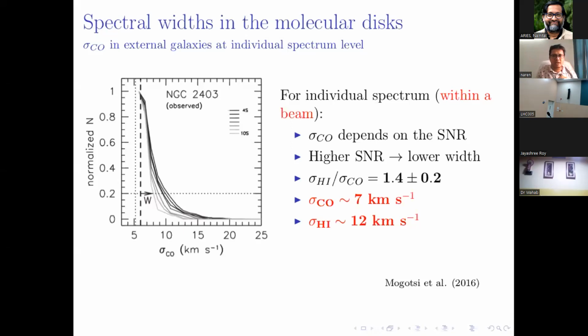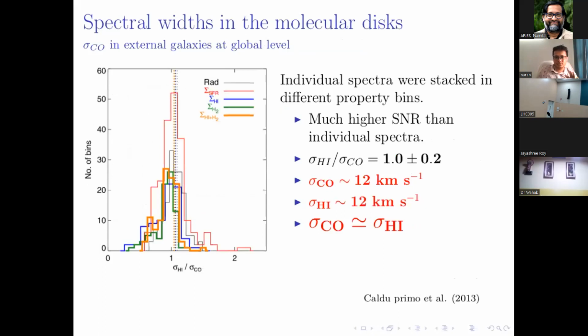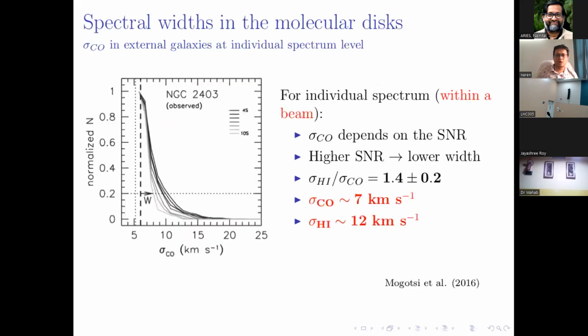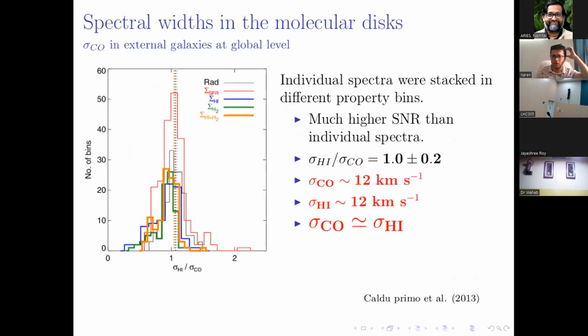So now the question is: if I have only one component molecular disk, which is a thin disk with a 7 kilometer per second width, then it really does not matter how many spectra I add together. Every spectrum has 7 kilometer per second, 7, 7, right? So if I add all of them together, that is supposed to give me a 7 kilometer per second width. But what we are getting is 12 kilometer per second. This was basically done by Caldu-Primo and Mogotsi et al.